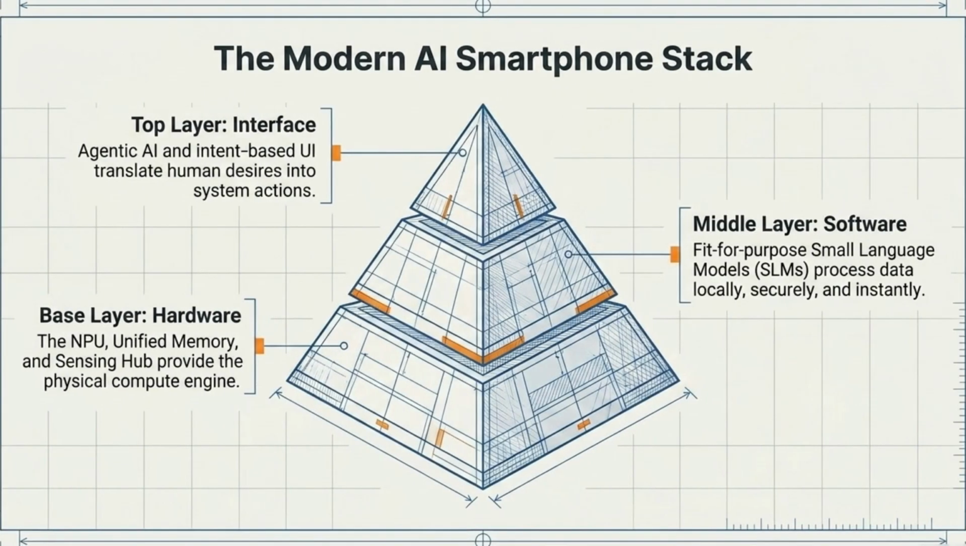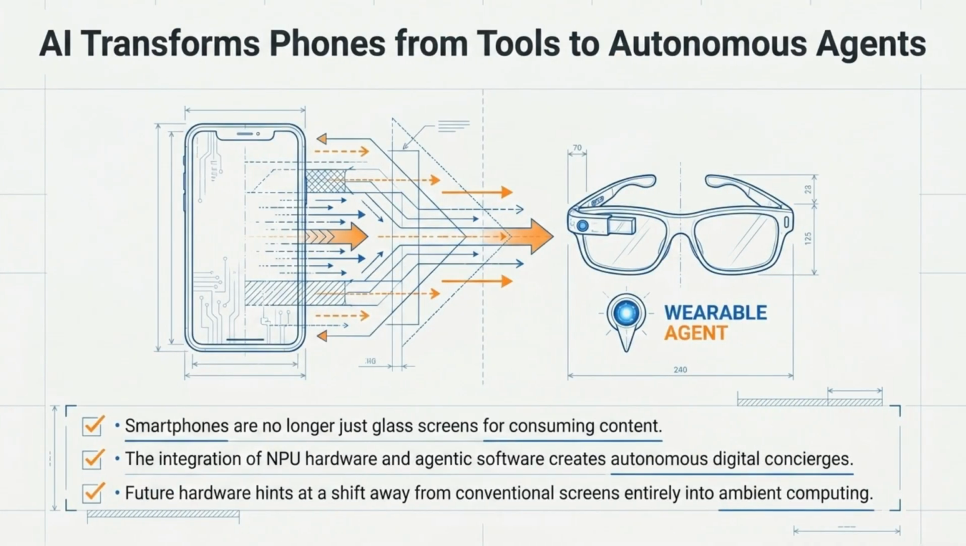The modern AI stack is a pyramid. Hardware provides the engine, software handles the logic, and the interface connects it all to human intent. In closing, AI is transforming smartphones from simple content consumption tools into autonomous agents, potentially leading us toward a future of ambient computing.